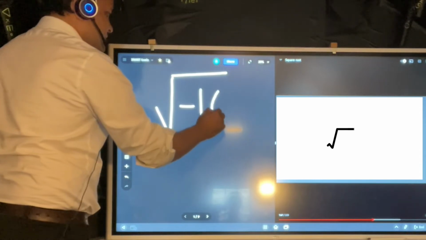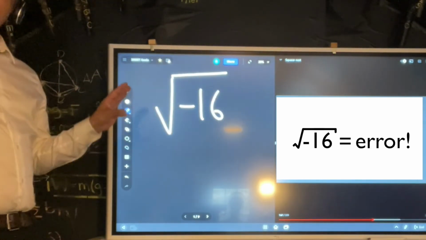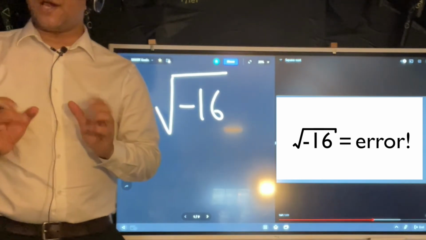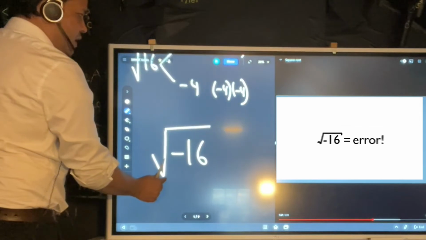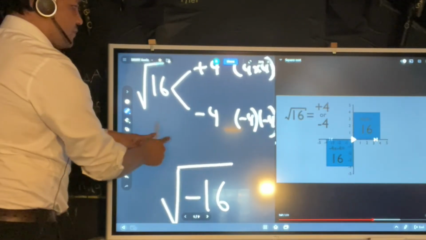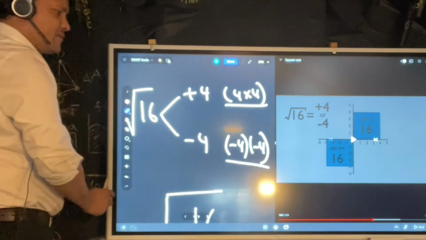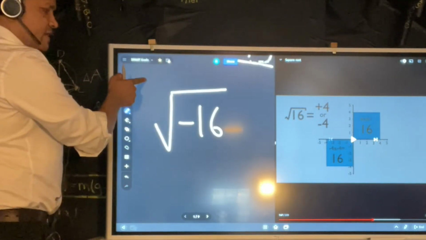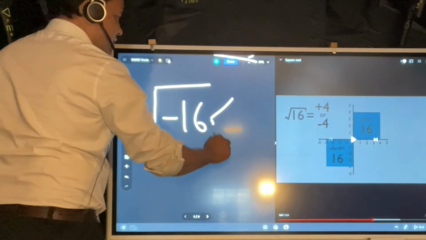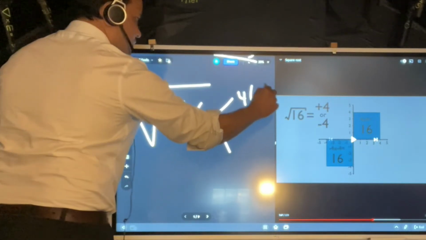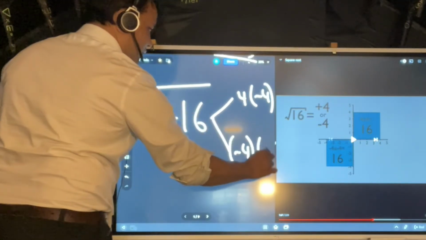What if the radicand, the number inside the square root, is negative? Negative 16 instead of positive 16. Well, that doesn't exist. That doesn't exist because, as you saw, positive 16 can give you 4 times 4 or negative 4 times negative 4, right? However, negative 16 is going to give you either 4 times negative 4 or negative 4 times 4.